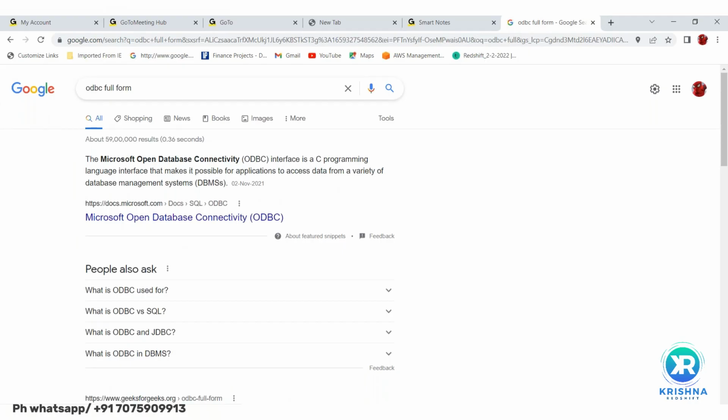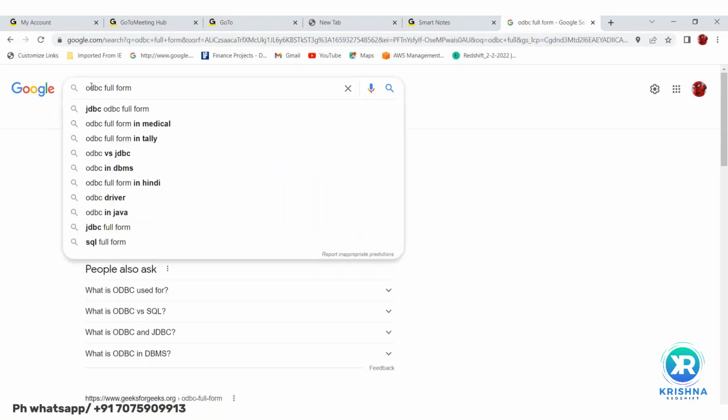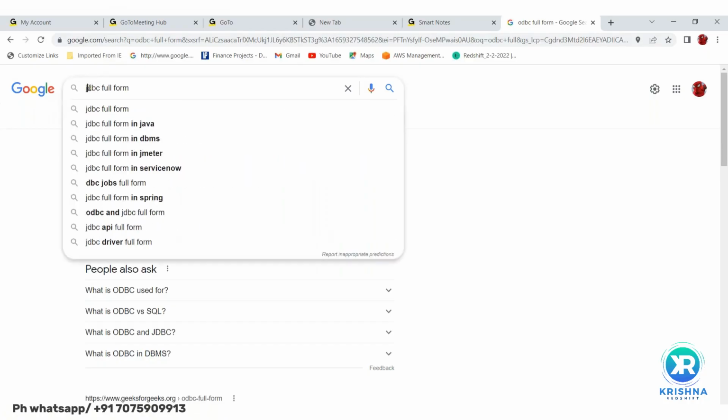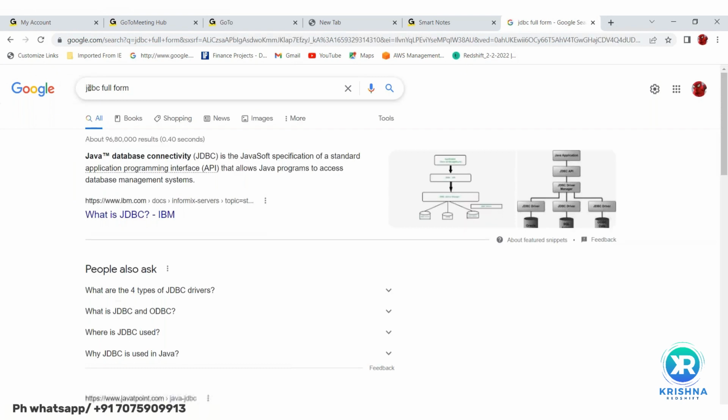Generally, we as the client use it. Okay, I think it is Open Database Connectivity. Similarly, JDBC, these are all drivers actually. Java Database Connectivity. See here, that allows Java programs to access the database management system. So if you want to connect to any database, we need either JDBC or ODBC.